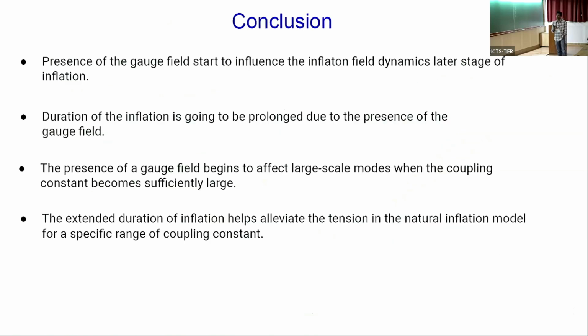So this is my conclusion slide. What I have seen is that if the gauge field is present, our inflation duration is prolonged, and it starts to affect the small scale modes and the large scale modes also. For a certain range of alpha, you can survive our natural inflation model. So thank you. If you have any questions, please ask.